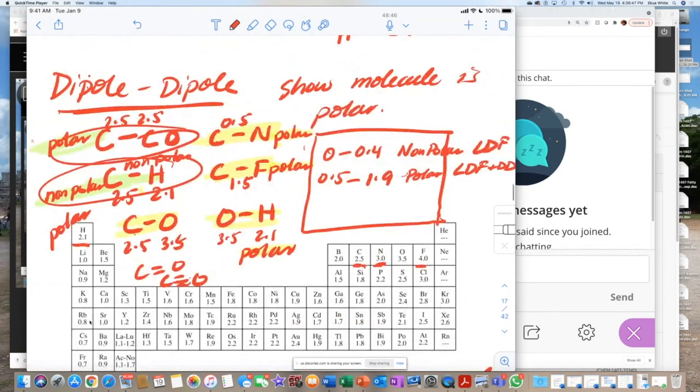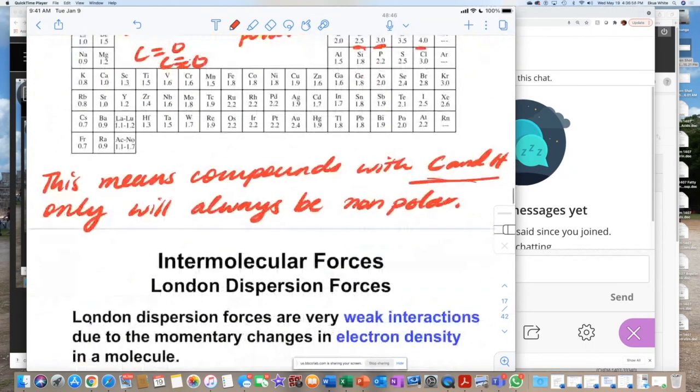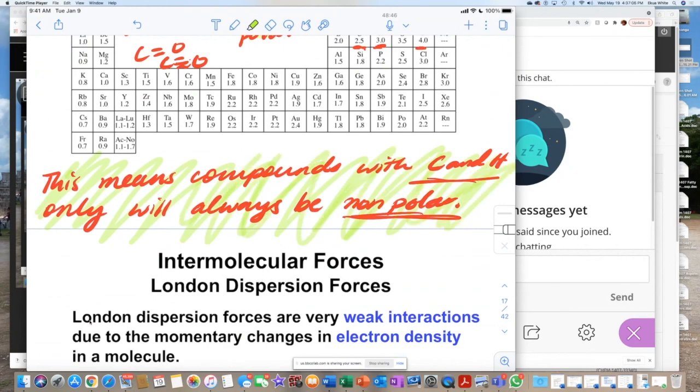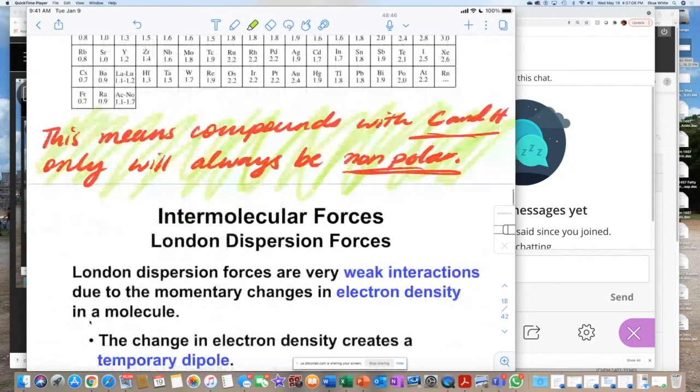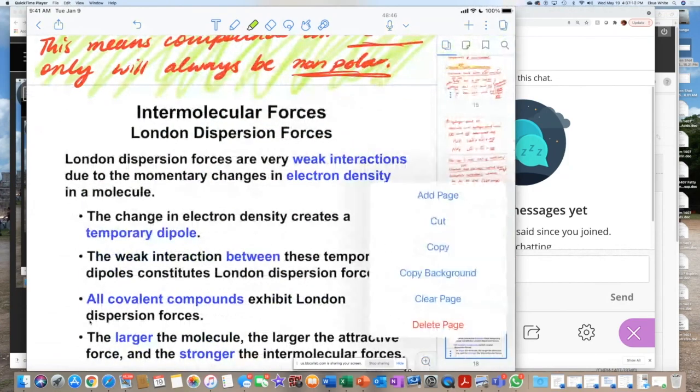These are both nonpolar, right? I should have written here nonpolar. They're both nonpolar, and so for that reason, the compounds that have carbon and hydrogen only will always be nonpolar. Okay, very important statement right here. You want to write this down somewhere, highlighted like I'm highlighting right now. Okay, I have one more thing to show you guys, which is hydrogen bonding.